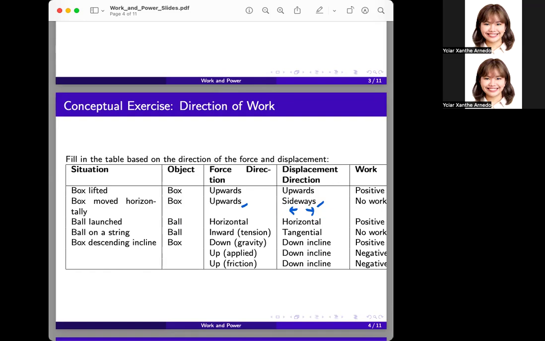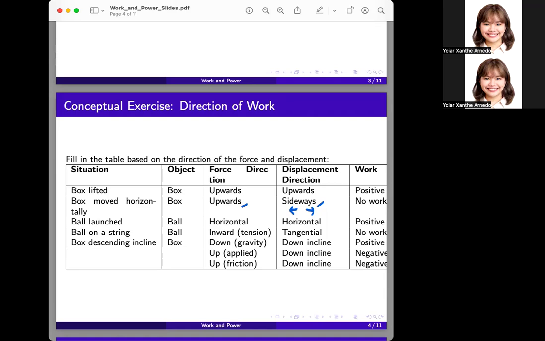Okay, say we have a ball on a string being spun around a circle. So the force applied here is tension to a ball, and the direction is towards the center or the other end of the string. The displacement direction is to the left or to the right, perpendicular to the string, but there is no work done.